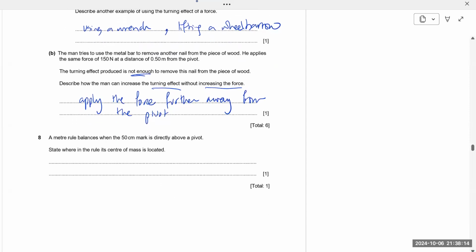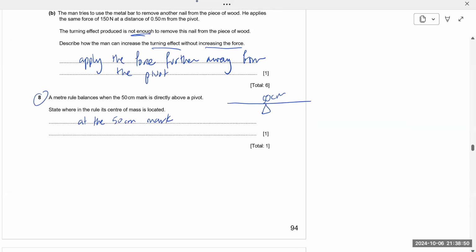Okay. طيب number 8. A meter rule balances when the 50 centimeter mark is directly above the pivot. عندي meter rule، ولما ال 50 centimeter mark تبقى directly above the pivot it balances. State where in the rule its center of mass is located. طيب احنا عارفين ان objects balance when held at their center of mass، فاحنا عارفين يبقى معنى كده ان center of mass is at the 50 centimeter mark، فهنقول at the 50 centimeter mark.